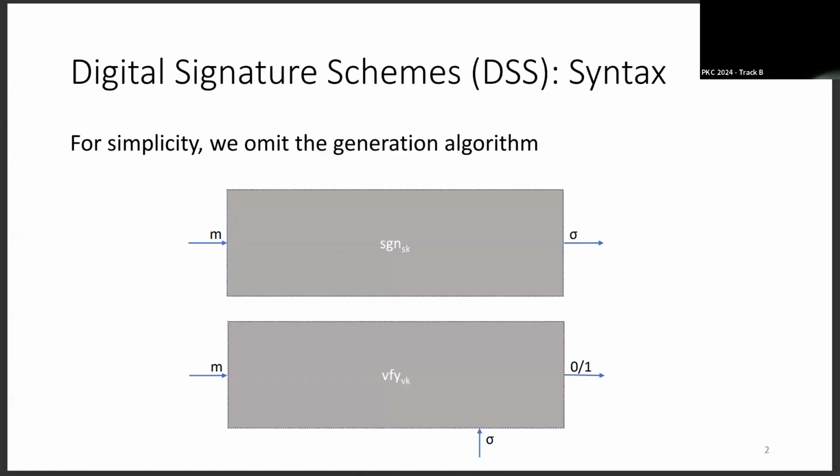I think everyone here knows what digital signature schemes are, but just as a refresher, digital signature schemes include a signing algorithm and a verification algorithm. The signing algorithm takes a message and outputs a signature, and it has some secret key embedded in it. And the verification algorithm has a verification key embedded in it and takes a message and the signature and either accepts or rejects. We're going to omit the generation algorithm for this talk for simplicity.